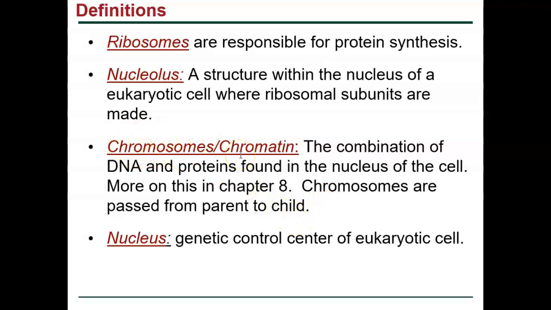That one you have to go back to the first page. And chromosomes, chromatin are your second term. This is going to be the combination of DNA and proteins found in the nucleus of the cell. We're going to talk about that more in a different chapter. And chromosomes are basically the genetic material that are passed from parent to child.